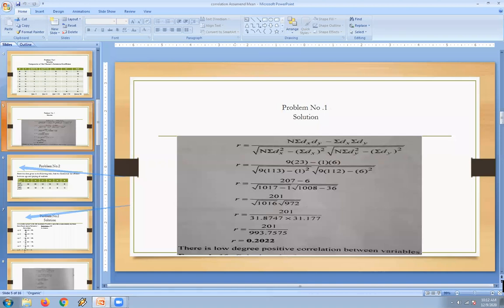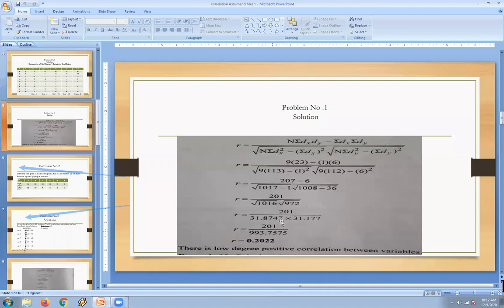Yes, Praveen Kumar, you can unmute, and any doubts are there? Root of 972 is 31.177. Praveen Kumar is there? Okay, ma'am. Yes, Praveen Kumar, what's your doubt? Ma'am, continue. Yes, okay, thank you.